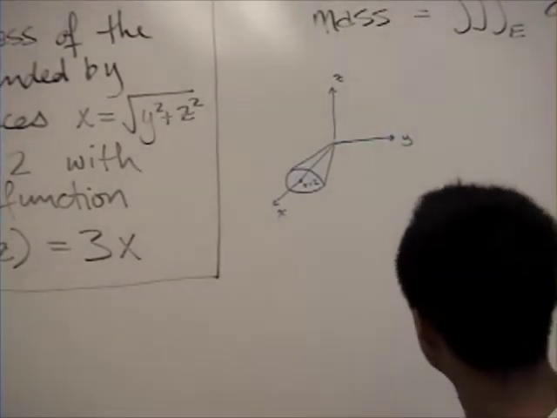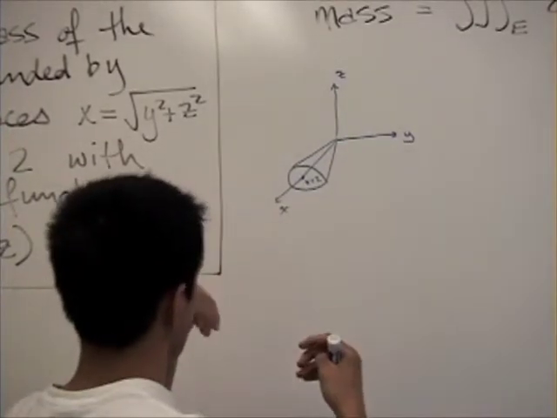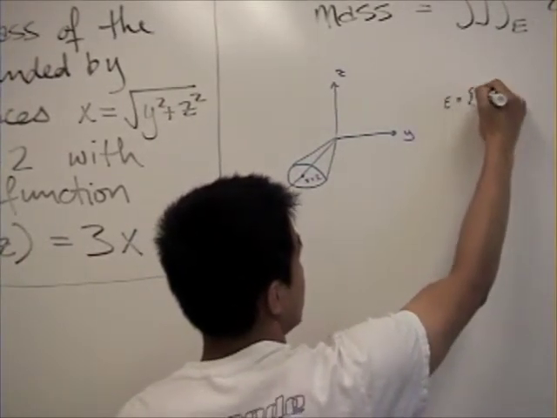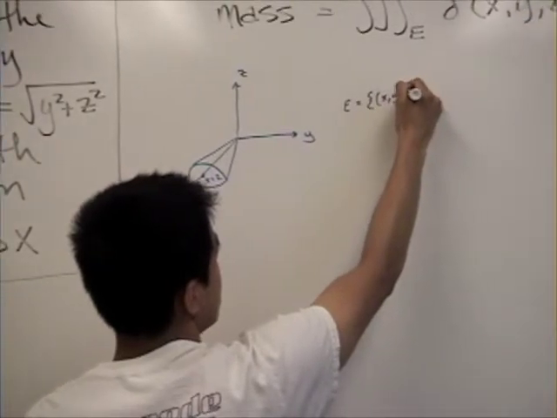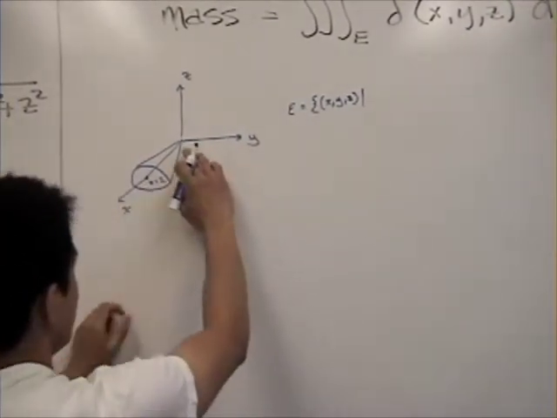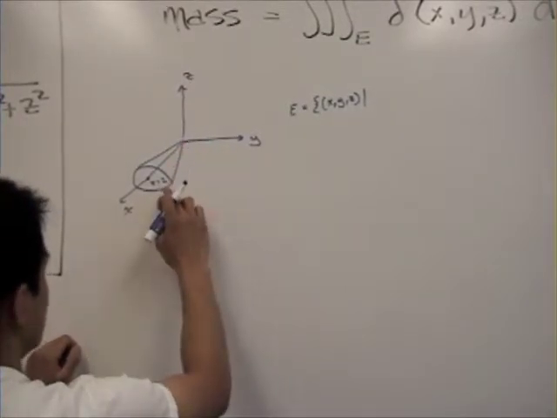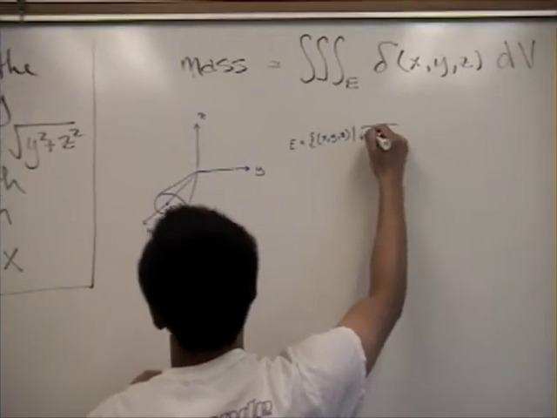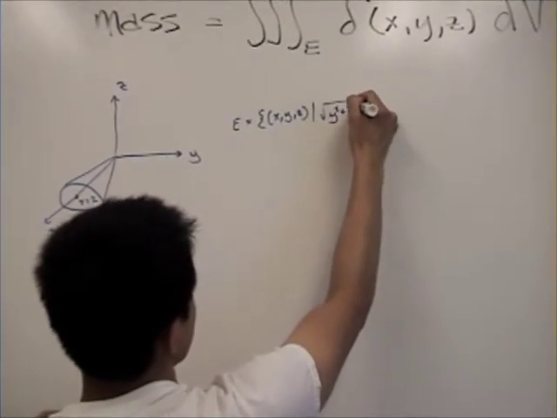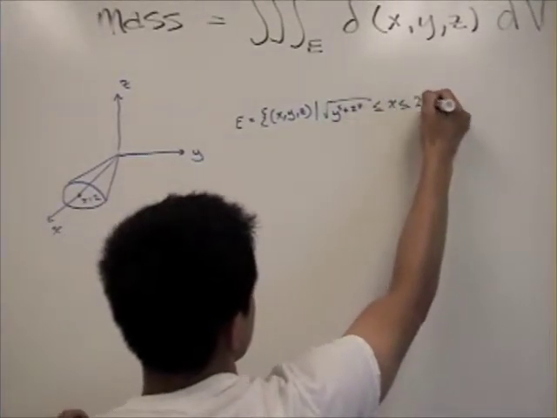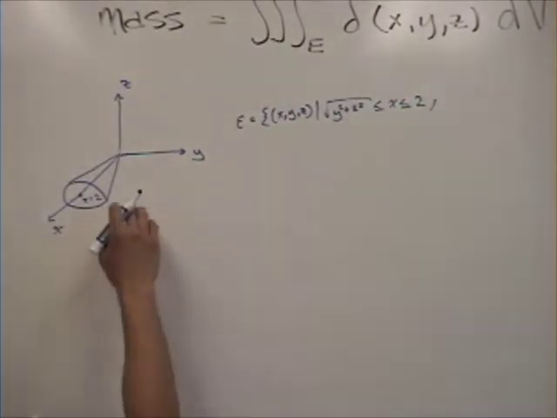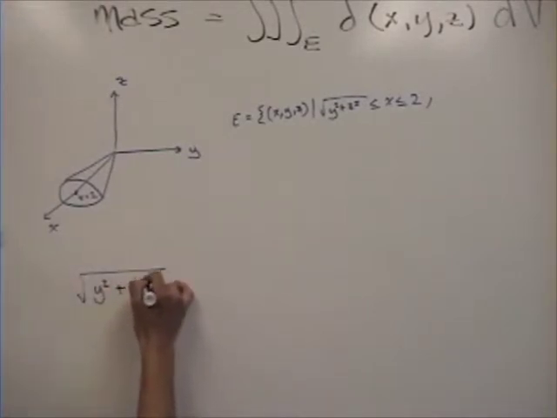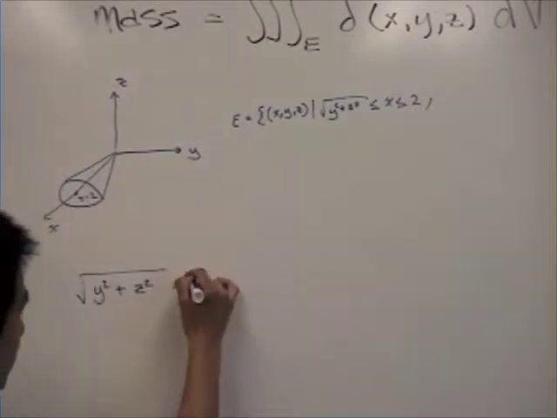And so what we're going to do is talk about the boundaries. I'm going to set E as x, y, z, and we're going to talk about x. X is going from this function to 2, so y squared plus z squared less than x, less than 2. And then now we're going to talk about y. But y is just going to be the square root of y squared plus z squared, and since it's going to be 2, we set it equal to 2.